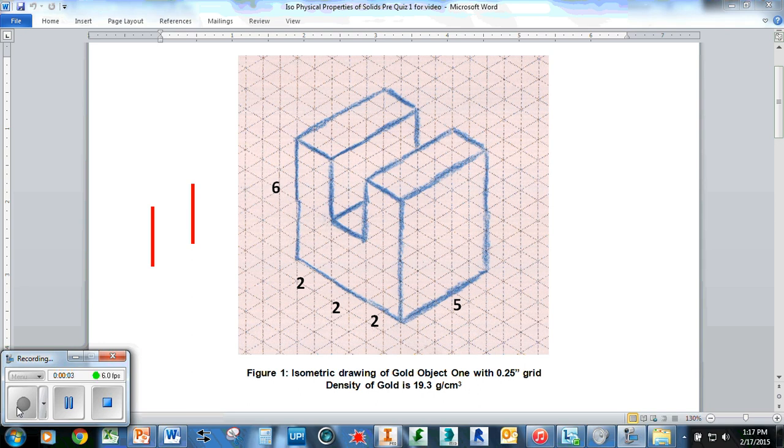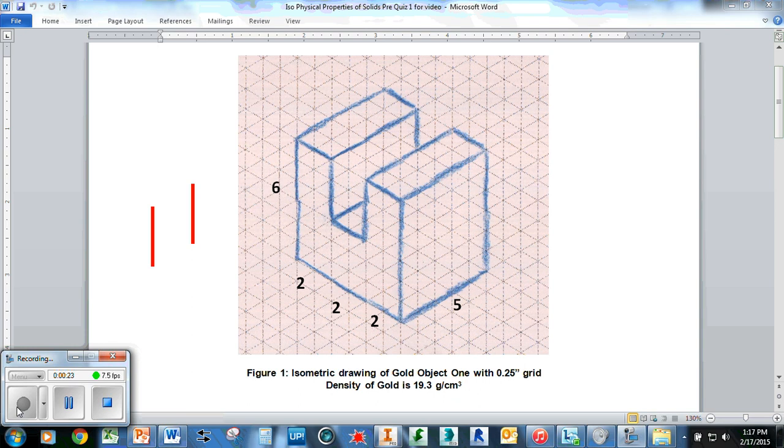Hi everybody, this is going to be a tutorial for calculating physical properties of solids when we're dealing with rectangular prisms. This is an example of the pre-test that we did in class, and I'm going to walk through some simple things with you, all four types of questions that we're going to have on the quizzes. If you wish to pause this at any time, feel free to.